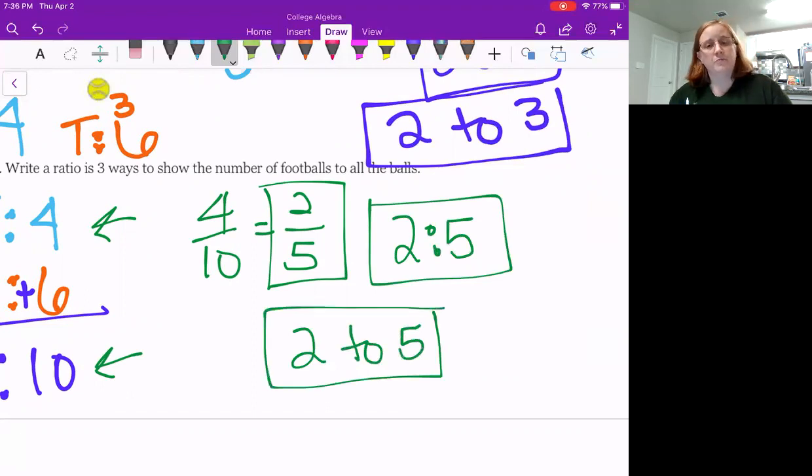And there's my final. All right, guys, I hope you got something out of ways to write your ratios. We're going to be working with these 3 different ways in some of our upcoming lessons. Bye, guys.